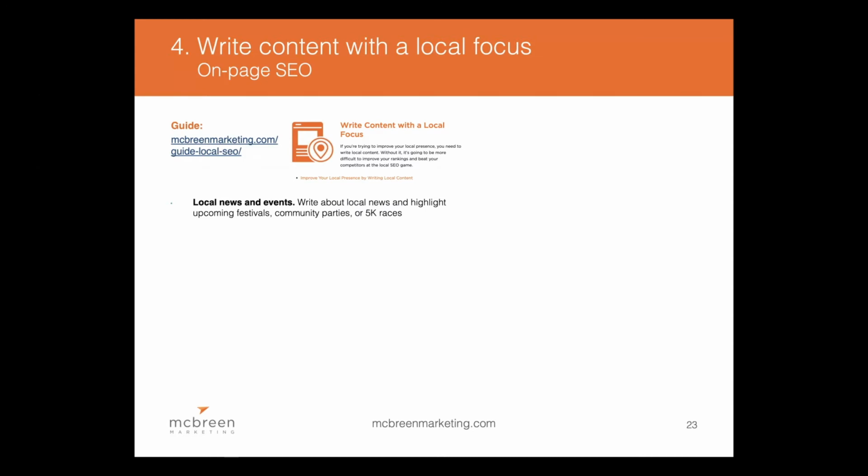Local news and events. If you're trying to rank locally, you can write about a variety of different things. But if you think about local news, local events, community parties, 5K races, community festivals, you can actually incorporate this into your blog, your ongoing content. You just need to do it creatively. Be unique. Don't be spammy.